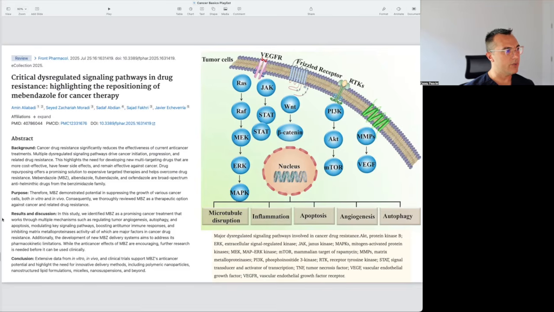In this study, we identified mebendazole as a promising cancer treatment that works through multiple mechanisms such as regulating tumor angiogenesis, autophagy, apoptosis, modulating key signaling pathways, boosting anti-tumor immune response, and inhibiting matrix metalloproteinases activity, all of which are major factors in cancer drug resistance. Additionally, the development of new mebendazole delivery systems aims to address its pharmacokinetic limitations. While the anti-cancer effects of mebendazole are encouraging, further research is needed before it can be used clinically. Extensive data from in vitro, in vivo, and clinical trials support mebendazole's anti-cancer potential and highlight the need for innovative delivery methods, including polymeric nanoparticles, nanostructured lipid formulations, micelles, nanosuspensions, and beyond.